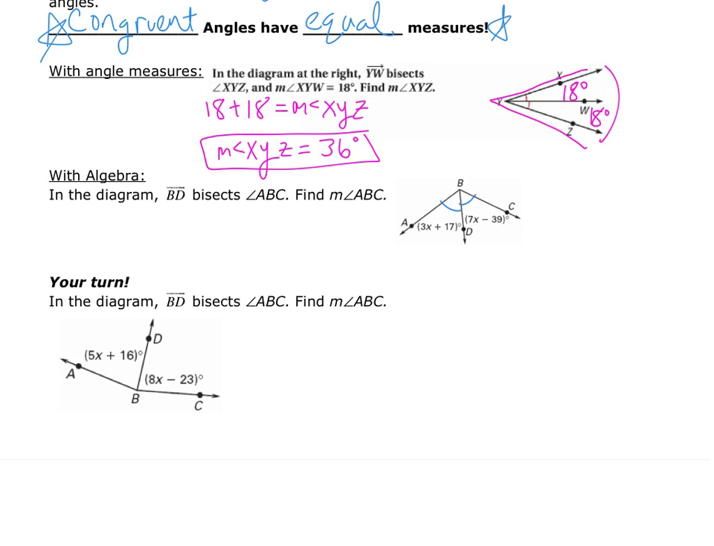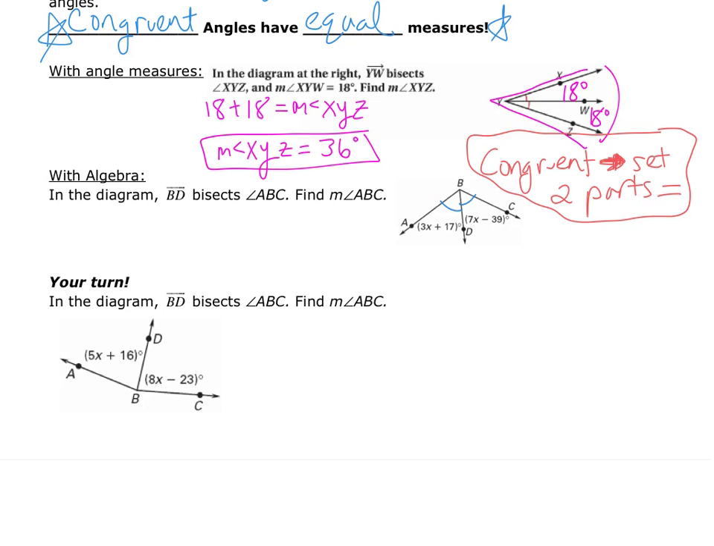So not only do we have to solve for the x, but we're going to have to substitute it back in to figure out what those values will be. Because they are congruent to each other, that means we can set them equal. So don't ever forget that part. So we need to set our two pieces equal to each other. And that would be 3x plus 17 equals 7x minus 39.